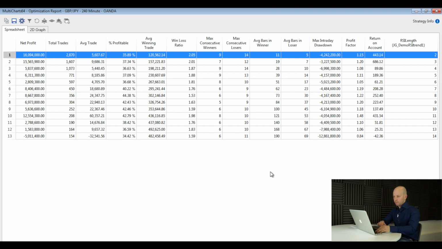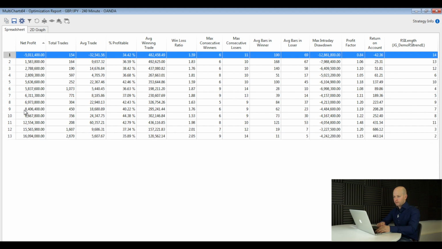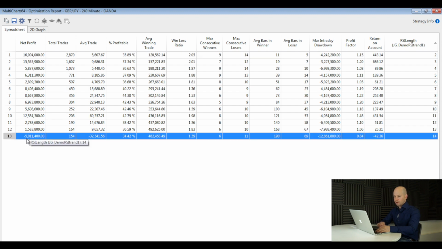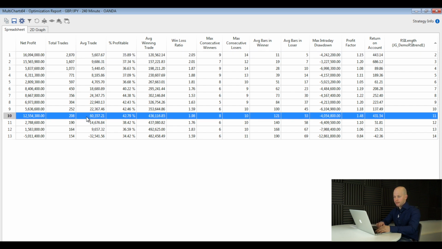The standard one being 14, we can see on the right hand column here. And if we look at the net profit over on the left hand side, 14 was actually the only one that didn't work. It was the only one showing a negative profit. I tested from 2 through to 14, and if we look at the net profit, the highest is actually at 2, but the average trade value here is a little bit low. Looking at the average trade values, the highest is around about 11.